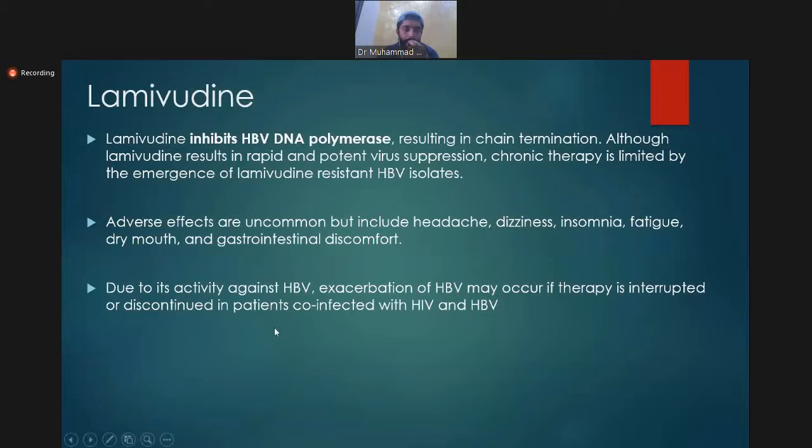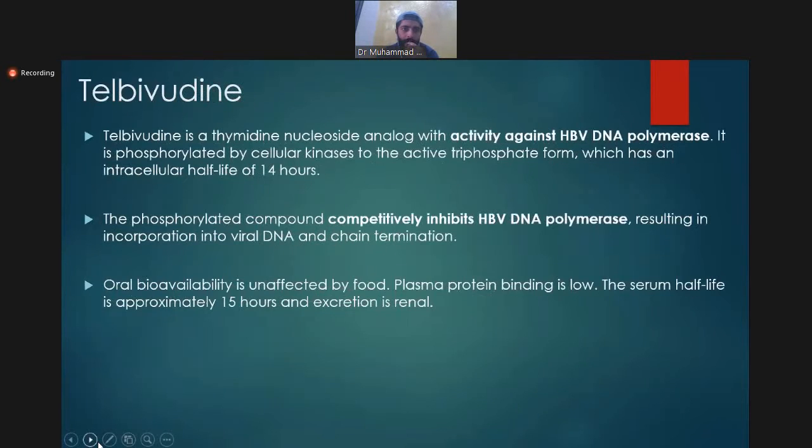Moving on to the next one, it's Telbivudine. It's a thymidine nucleoside analog with, again, its activity against hepatitis B virus DNA polymerase. It is phosphorylated by cellular kinases to the active form, which has an intracellular half-life of around 14 hours. The phosphorylated compound, which is the active compound, inhibits the DNA polymerase competitively, resulting in incorporation into viral DNA and chain termination.